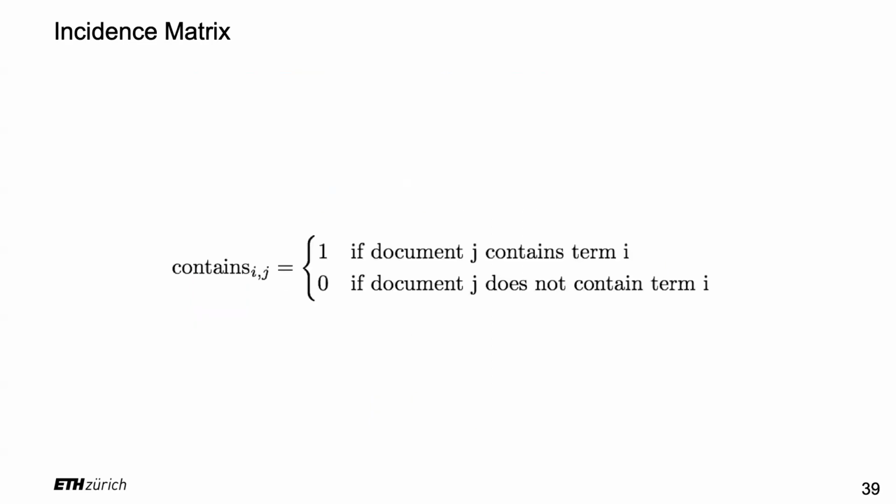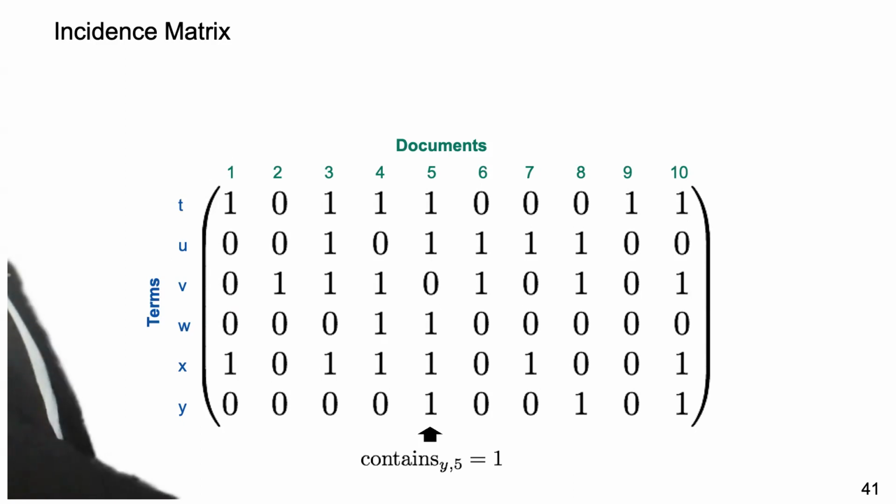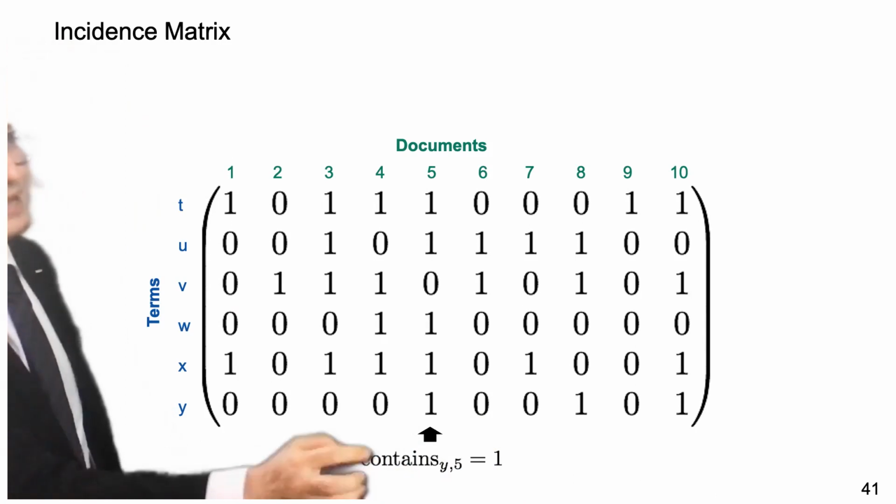Okay, very good. So indeed, you could see it as a matrix with rows and columns. So I for the terms and J for the documents, right? And you put a 1 in the matrix if document J contains term I, and you put a 0 if document J does not contain term I, right? And then that gives you the contains I,J. That's a Boolean. So this is what you get. That's called an incidence matrix. And you can see in this incidence matrix, for example, that contains Y5. Where is my hand? Oh, there. Yeah. Oh, I was too low. Contains Y5 is 1. How do you see that?